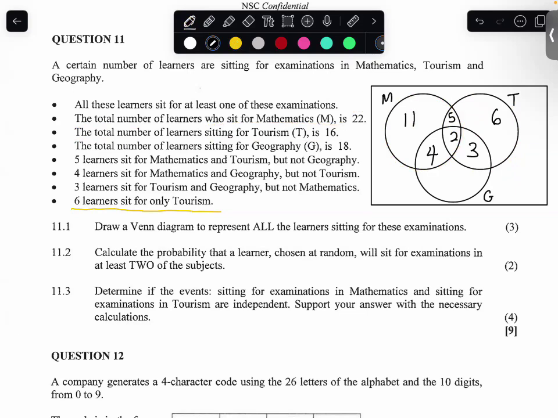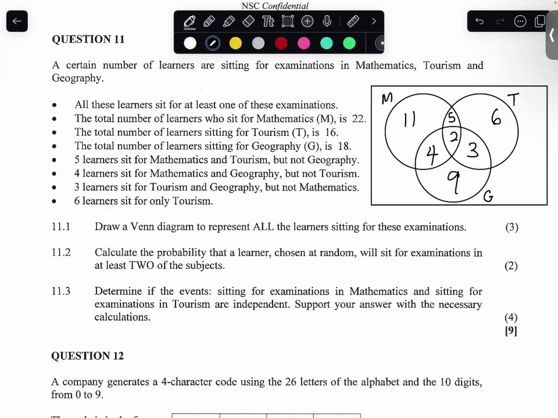11 learners sat for only math. And then the last one is geography. It said that the total number of learners sitting for geography is 18. So this entire circle needs to add up to 18. So 18 minus 4 minus 2 minus 3 will give me the number of learners that sit for only geography, which in this case is 9. 18 minus 4 minus 3 minus 2. Right. And so that is your Venn diagram completed.